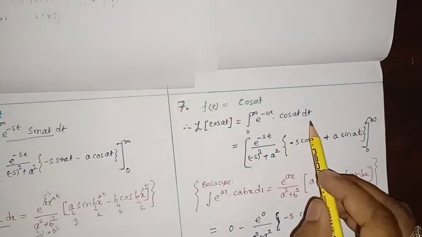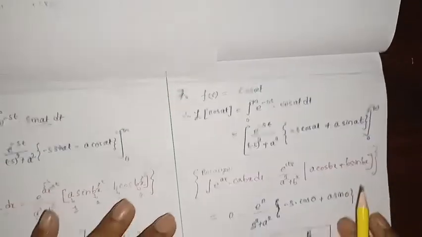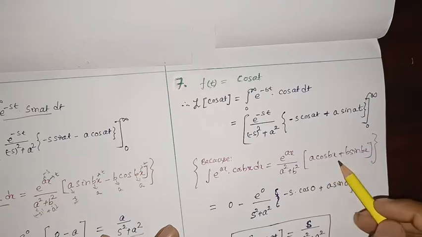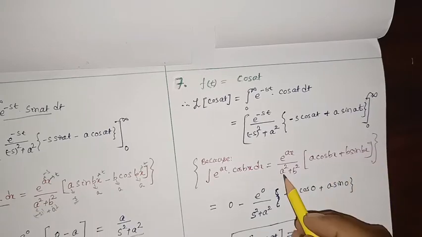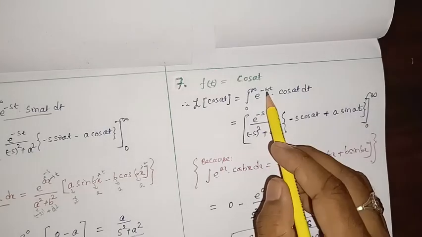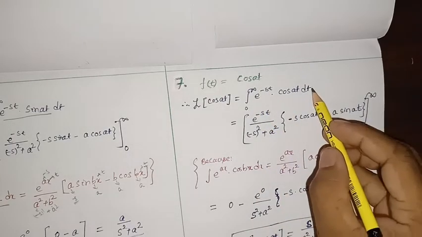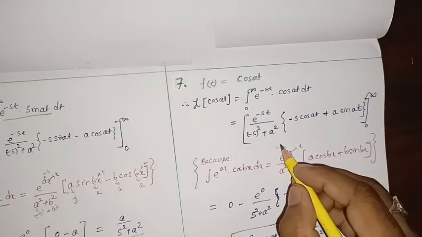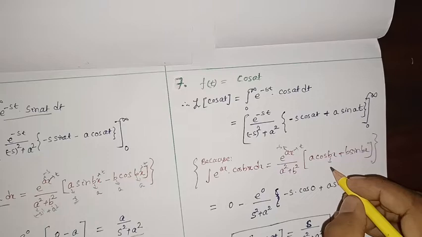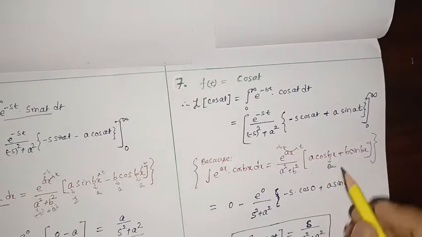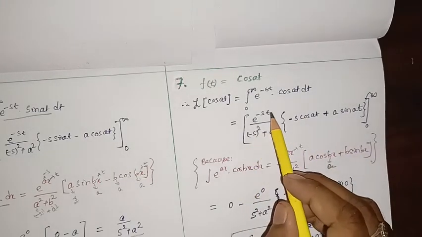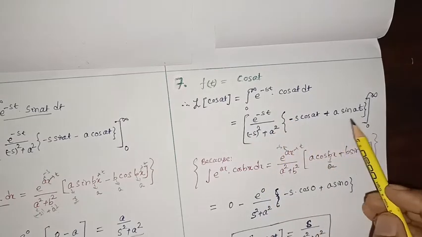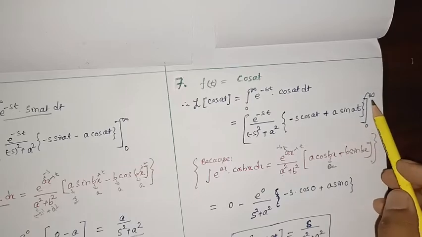Now if I write this one, similarly here I wrote e to the ax cos bx is nothing but e to the ax by a square plus b square into a cos bx plus b sin bx. So instead of a we have to substitute minus s, and instead of x it will be t, and instead of b we have to put a. If I do so, then the integral value will be e to the minus st by s square plus a square whole into minus s cos at plus a sin at, 0 to infinity is the limit.